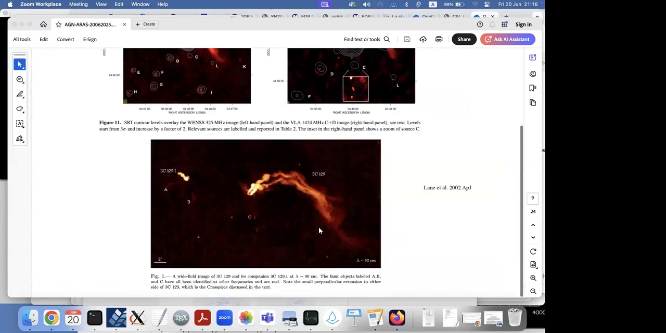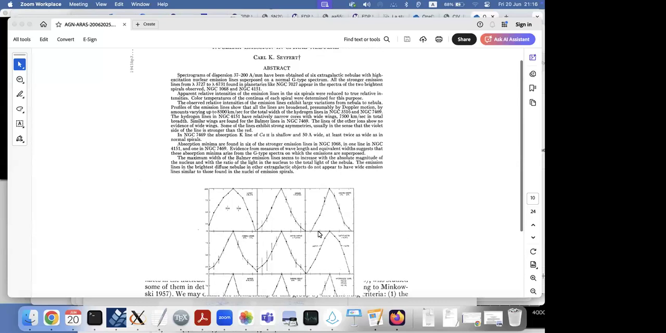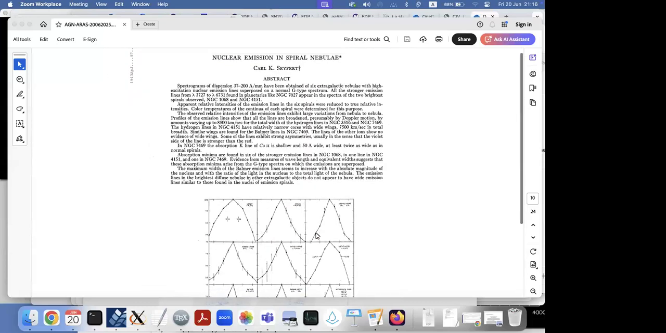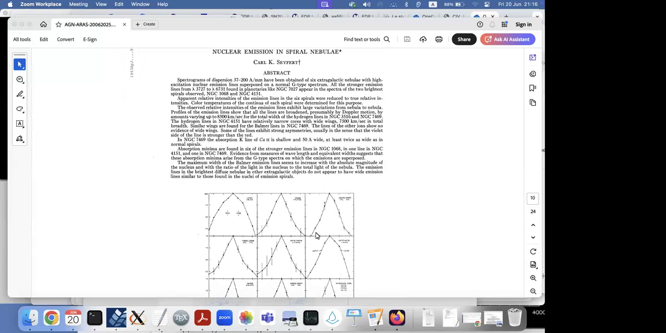Let's go back to this. Okay, so the history. Where this all starts is actually this paper, Seifert, 1943. You might ask, how is it possible that somebody could be publishing something about spectra of galaxies in the middle of the Second World War?